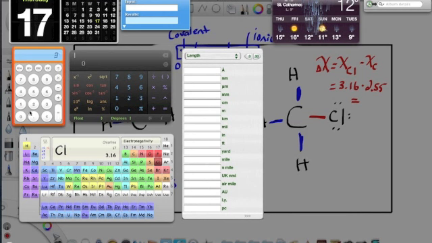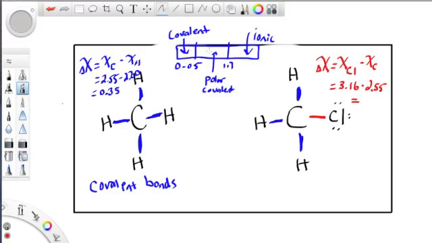3.16 minus 2.55 is 0.55, 0.61. I was going to guess about 0.6, but it's 0.61. If I look at my chart here, 0.61 is above 0.5. That should be a point there. It's not a clear point. But it's less than 1.7, so it falls in right about here in my polar covalent range.